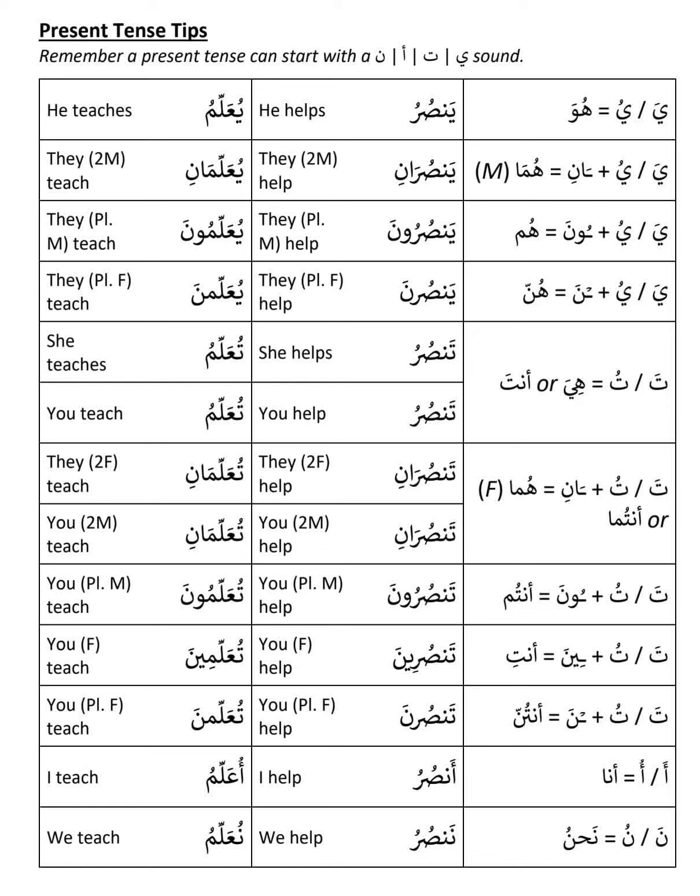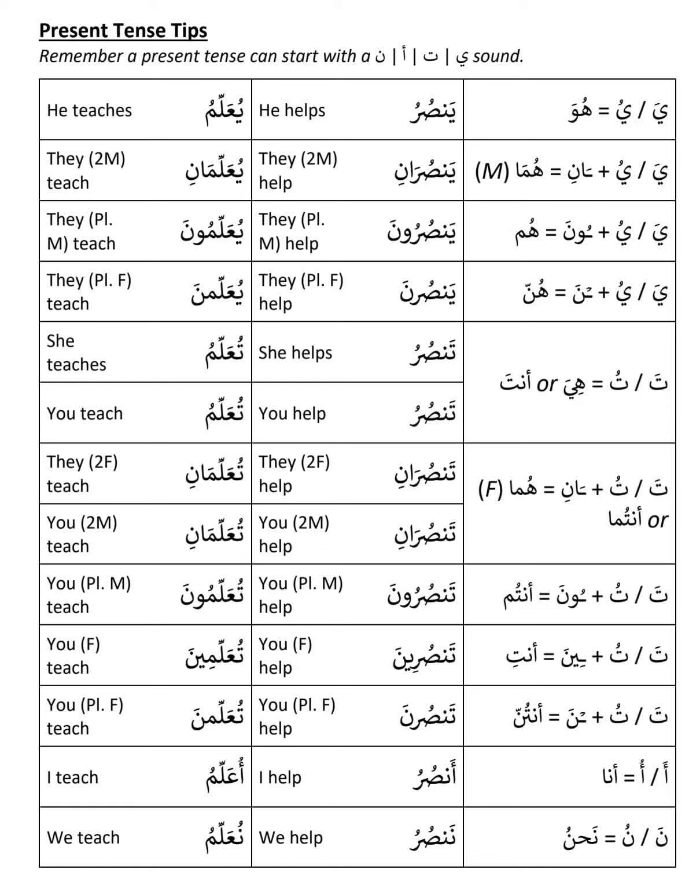Last two are very easy. Ana and nahnu. If it is starting from alif, it is ana, and if it is starting from noon, that is nahnu. So it can be ansuru or uallimu, because of a or u sound, as well as nansuru or nuallimu, na or nu sound.